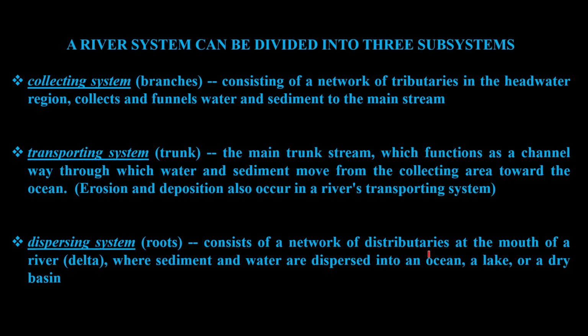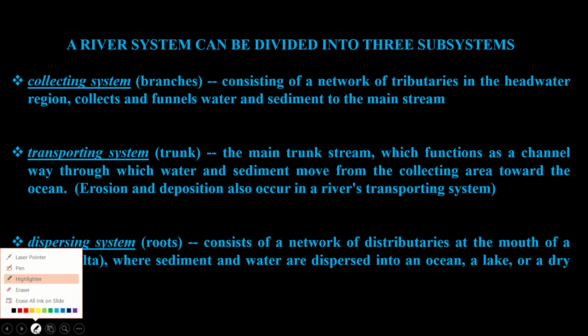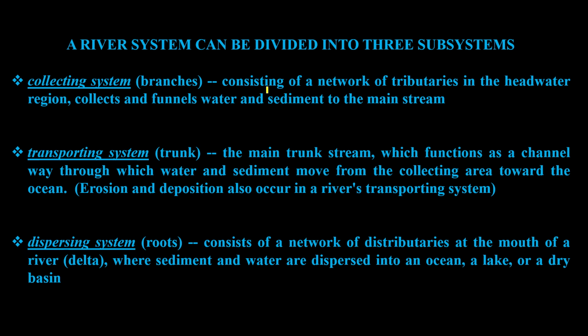A river system can be subdivided into three subsystems. Collecting system or branches. It consists of a network of tributaries in the headwater region. It collects and funnels water and sediment to the main stream.